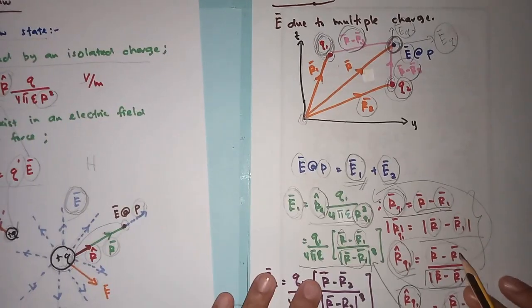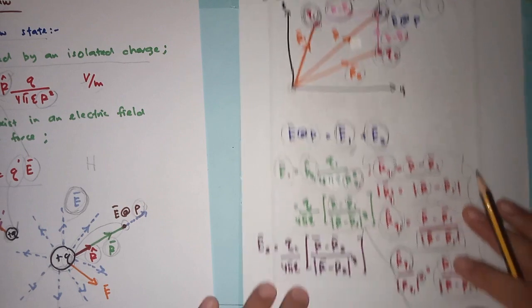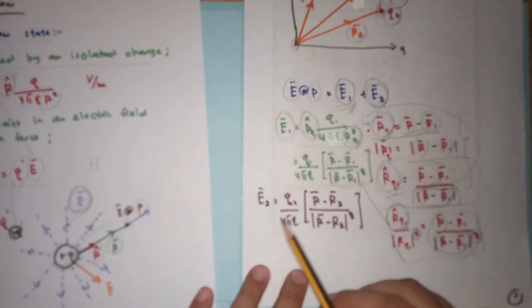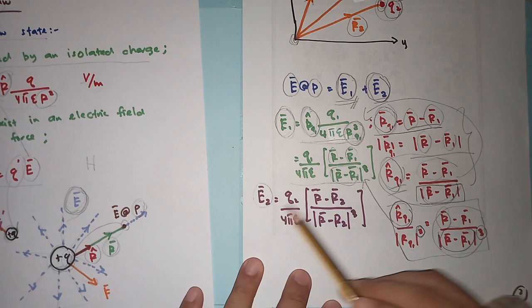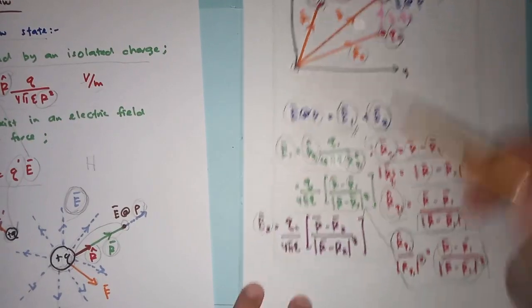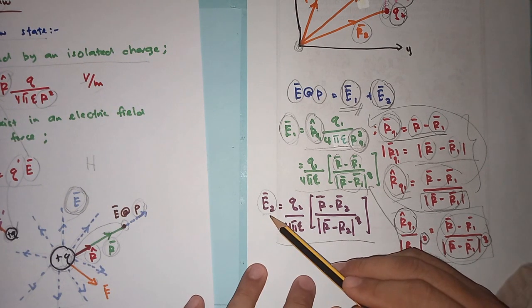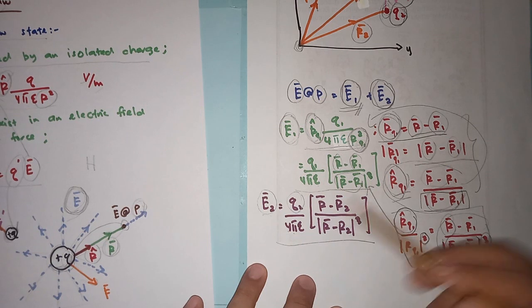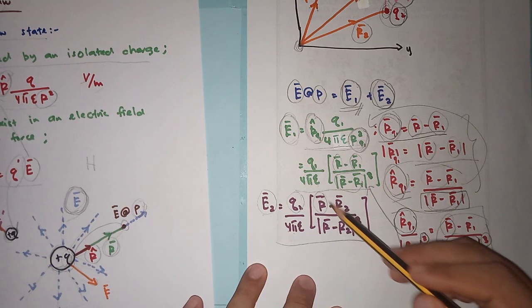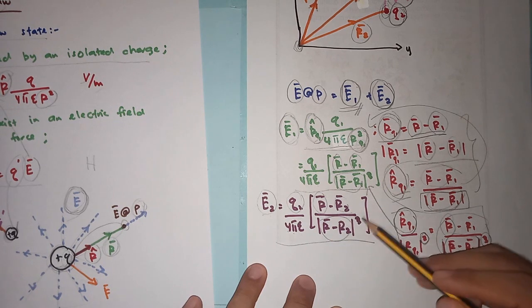The same goes for the expression of our vector of E2. So we will have the vector of E2, the electric field intensity produced by our Q2, given by this formula. The vector of E2 is equal to Q2 divided by 4 pi epsilon multiplied by the vector of R minus the vector of R2 divided by its amplitude with power of 3.